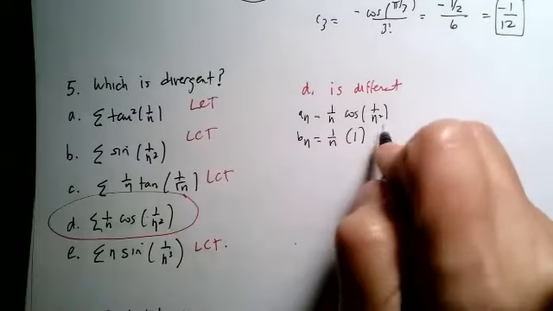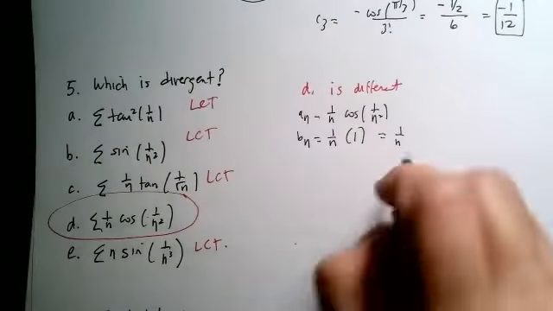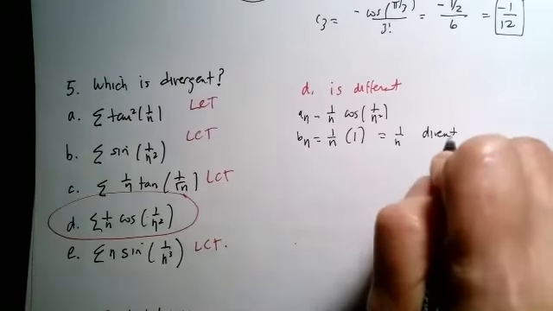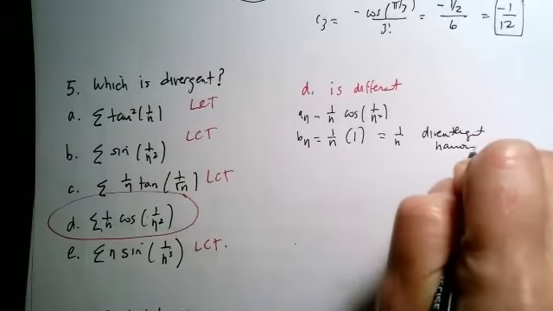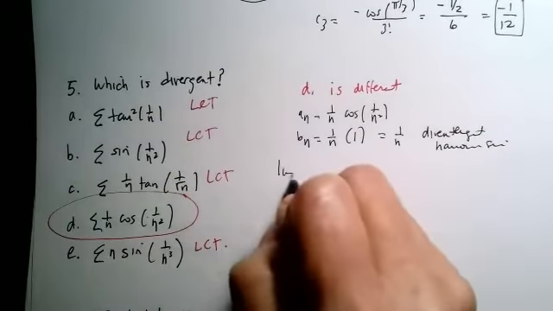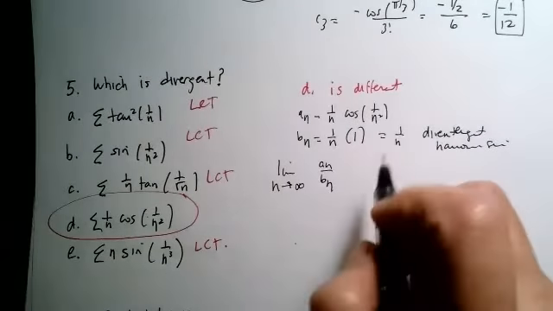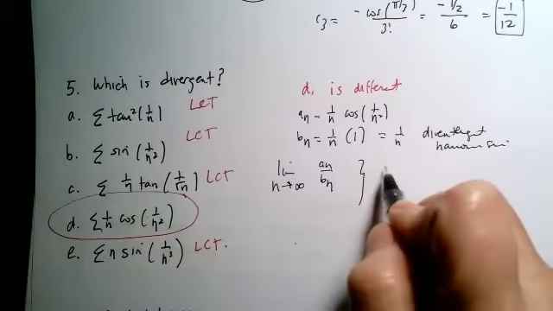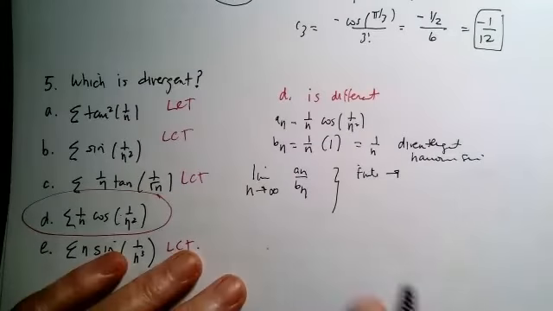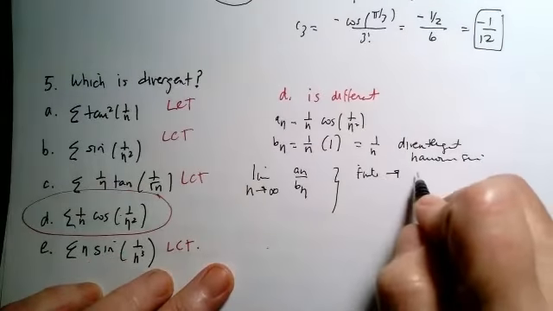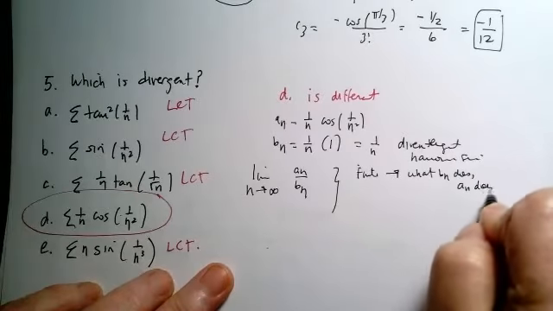Now, what do we know about B sub n? What kind of series? It's a divergent harmonic series. Now, we'll see what happens when we look at the ratio of A sub n over B sub n. And what's going to happen? If it's finite, what does it mean? That whatever B sub n does, A sub n does too, right?